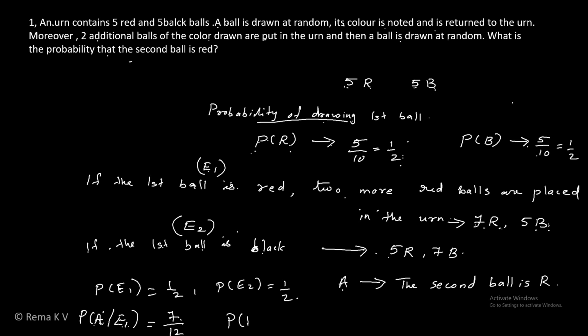Now what is the second case? Probability of A given E2. Probability of A given E2 means the probability of getting a red ball when the first ball is black. If the first ball is black, it means in the urn there are 5 red and 7 black balls. So the probability is 5 out of 12. Is this clear?